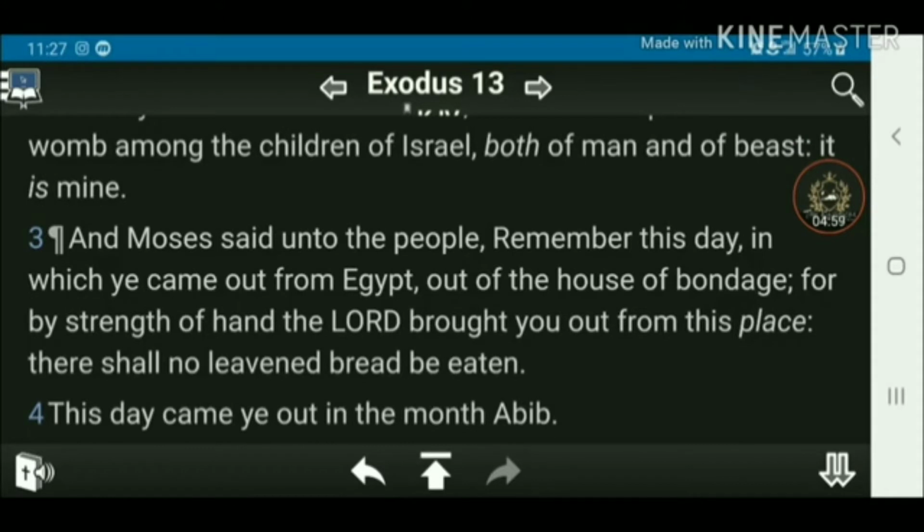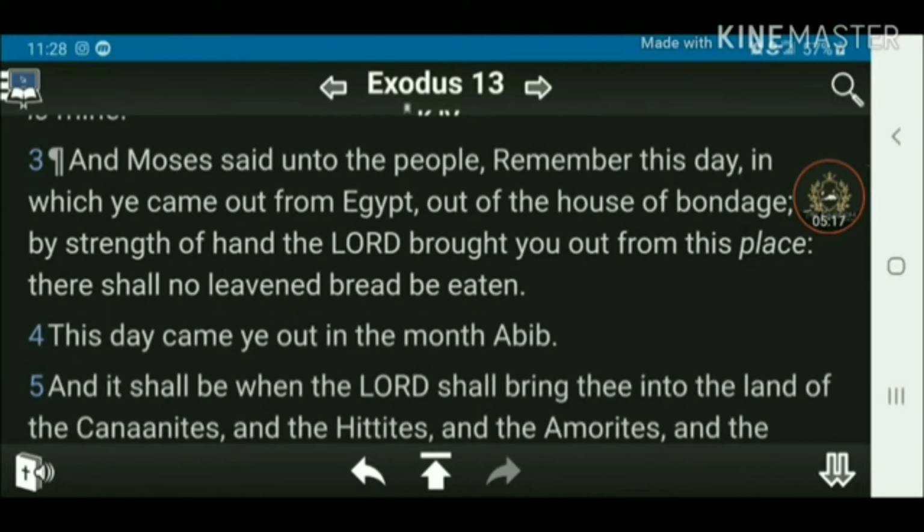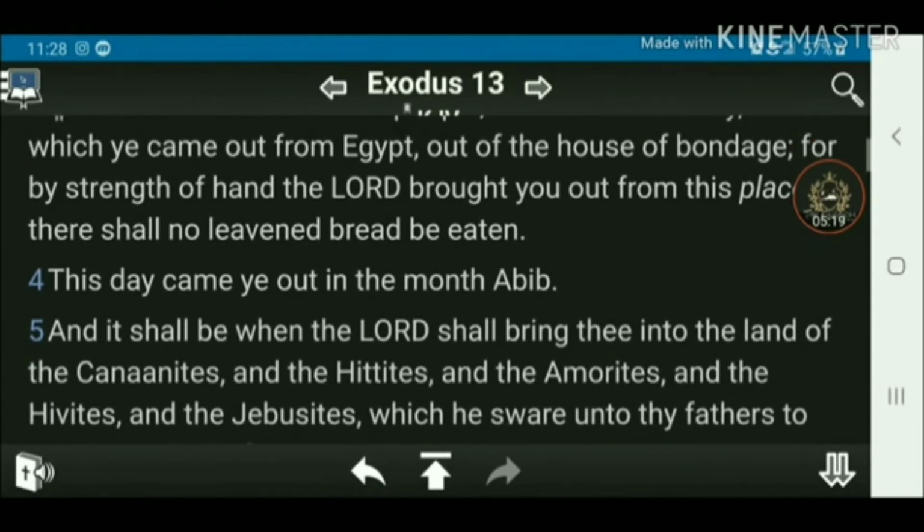Right? Man and beast. And Moses said unto the people, Remember this day, in which ye came out of Egypt, out of the house of bondage, for by strength of hand the Lord brought you out from this place. There shall no leavened bread be eaten. This day came ye out in the month of Abib.